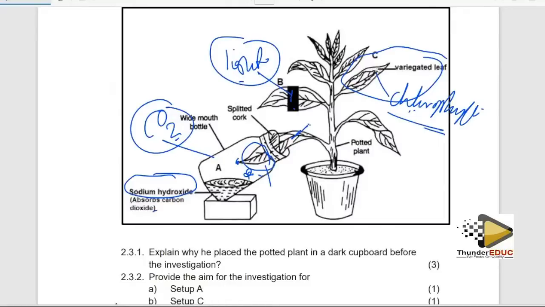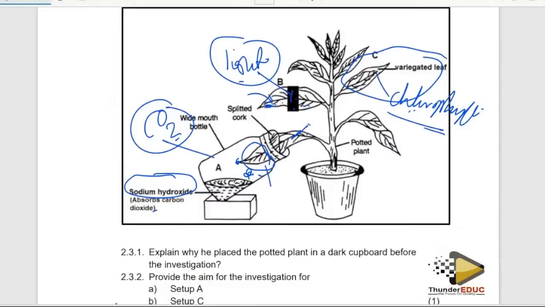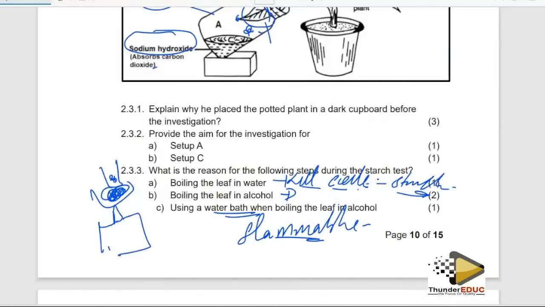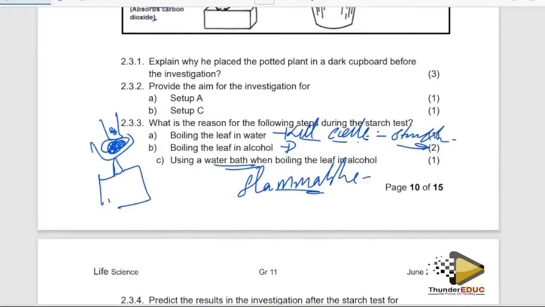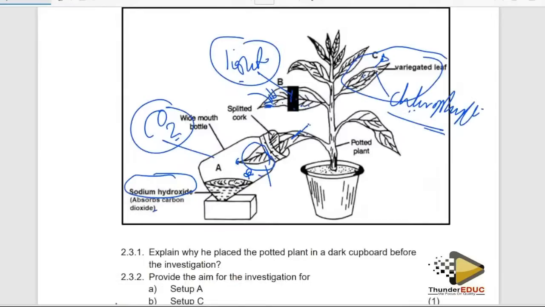Then this one, the part which is shaded with foil, will not turn blue black, it will remain yellow. While the part which received light will turn blue black. The part which is white here will remain brown, while the part which is green will turn blue-black. Basically, that's what they are looking for. So they brought all these three factors in one experiment. Wow. It was a cool experiment.